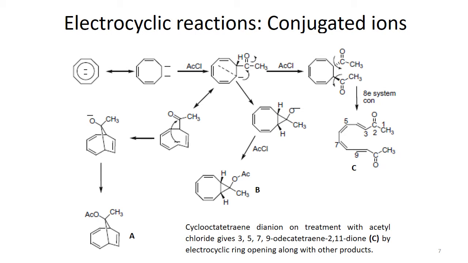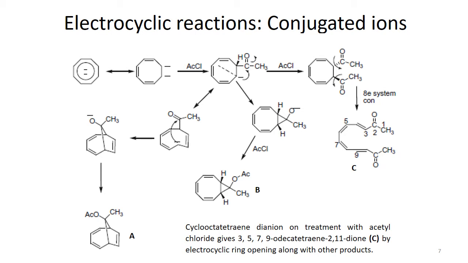What happens actually is, if the dianion is treated with acyl chloride, it gets acylated, and after acylation it still retains one negative charge on it. If we talk about this system, here are 3 double bonds and 1 anionic center, so there are 8 pi electrons. So this is a 4n pi electronic system. In this case, instead of involving all the electrons, it can happen that the 4 electrons, that is the negative charge and 1 double bond, get involved in the electrocyclization reaction.